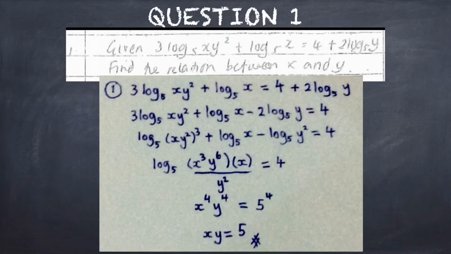And then for the subtraction is division, so we have x cubed y power 6 times x over y squared. And then you're gonna remove the logarithm form into index form. So by doing this, you can put log base 5 on the other side, and then you bring over the 4 to the 5, so you have 5 power 4 there, and then cancel the log. So we have x power 4 y power 4 equals to 5 power 4. Everything has power 4, just cancel the power 4. So the answer will be xy equals to 5, or x equals to 5 over y, or y equals to 5 over x. All these answers are the same, so it's correct.